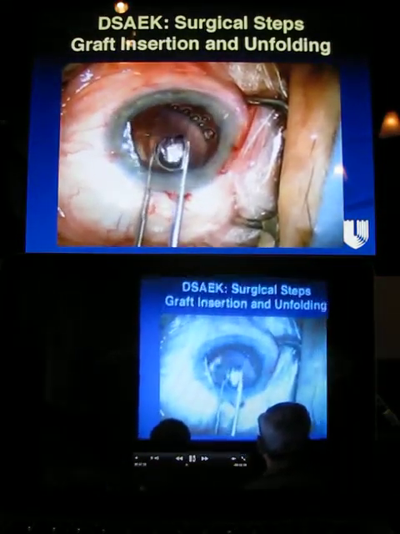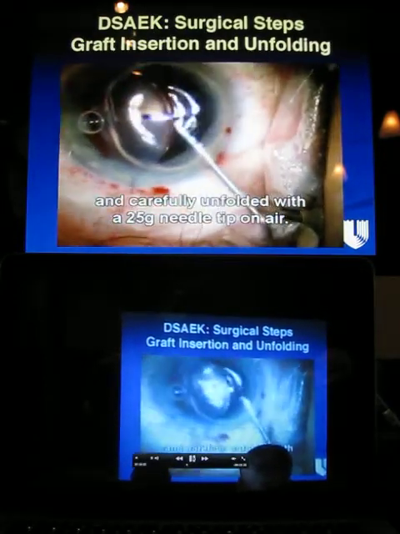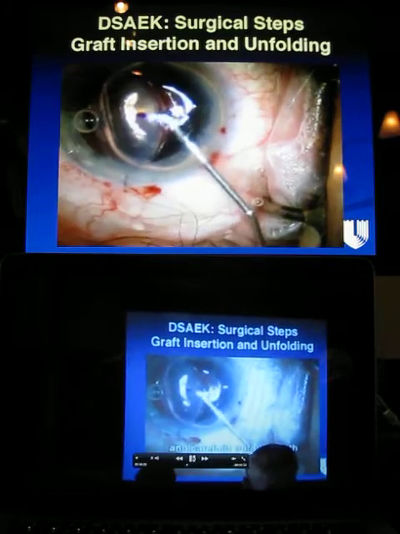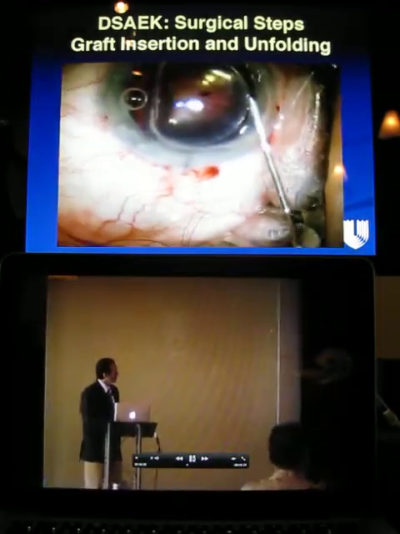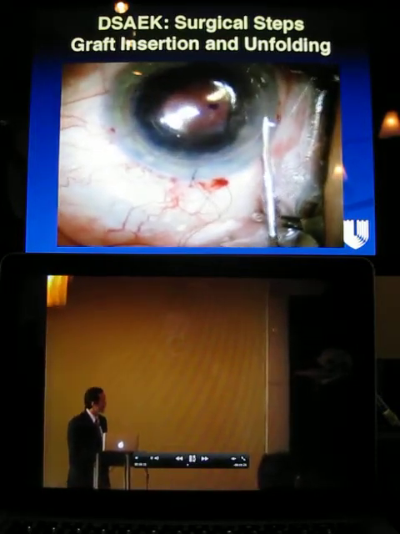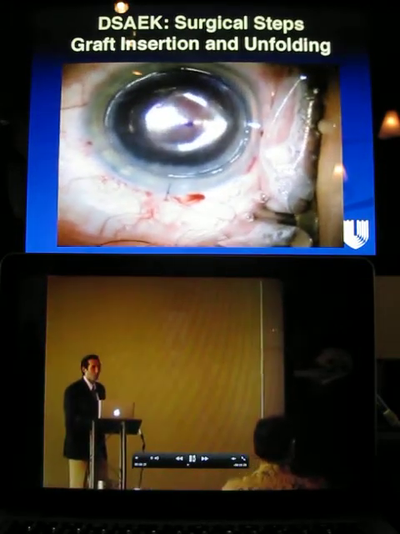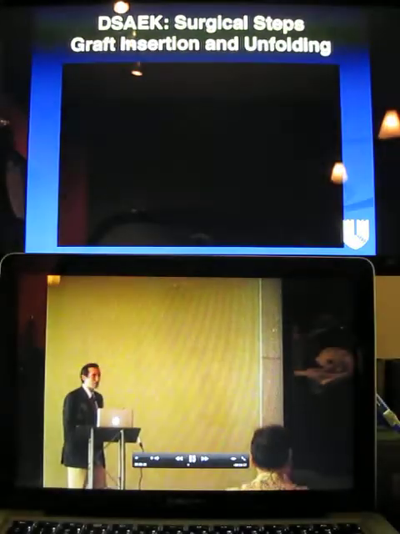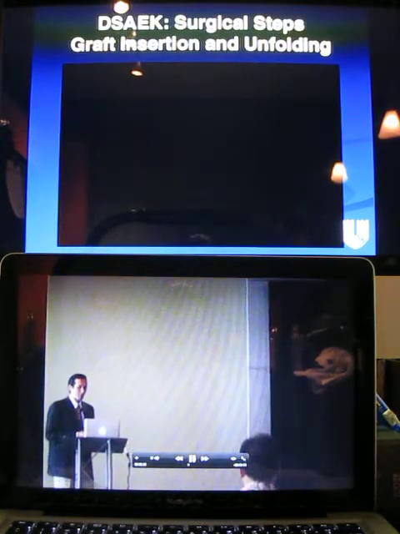Once the tissue is inside the anterior chamber, we secure that wound using a suture, and here we're unfolding using an air bubble, just for efficiency purposes. We then use the same needle that we used earlier to center that graft on top of the air bubble. Here you see that the endothelium never touches the IOL or anything, and then after the air bubble is placed, the anterior chamber is filled with air.